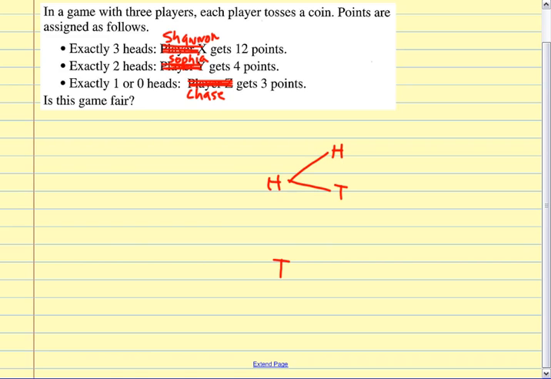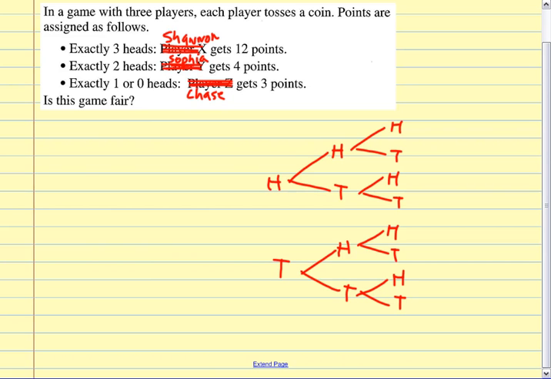If Shannon throws tails, then Sophia could throw heads or tails. If Shannon throws heads and Sophia throws heads, Chase could throw heads or tails. If Shannon throws heads and Sophia throws tails, Chase could throw heads or tails. You see how I'm doing this? Tails, heads, this could be heads or tails. If it's tails, tails, this could be heads or tails. There are all the possibilities, but I want to list them. It makes it easier to see.